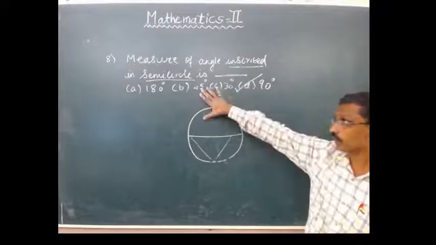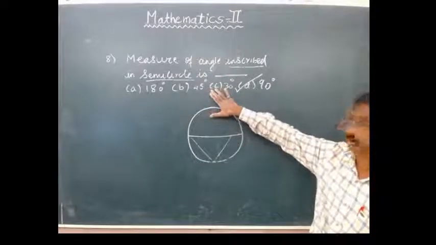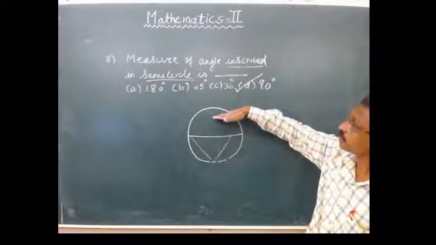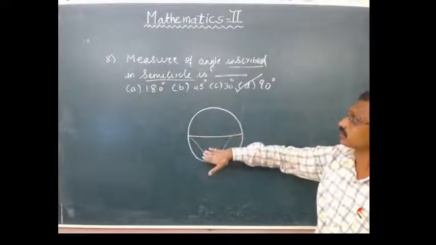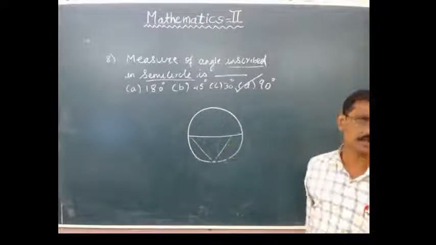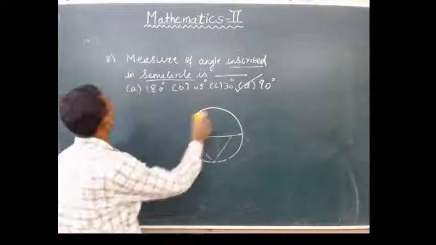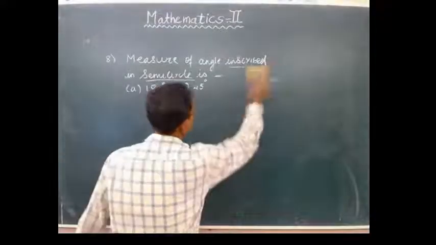So let's move to our next option. Before we move on to the next MCQ, if you see, both can be asked: whether the angle inscribed in a semicircle, or the number of angles inscribed in a semicircle. Let's move on to our next MCQ.